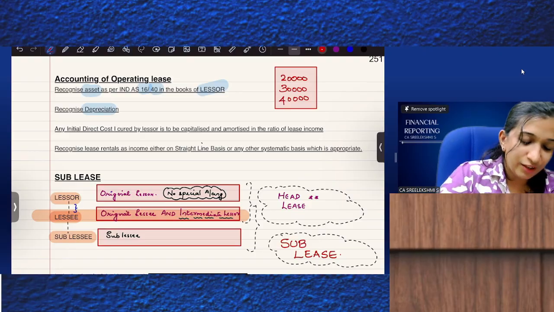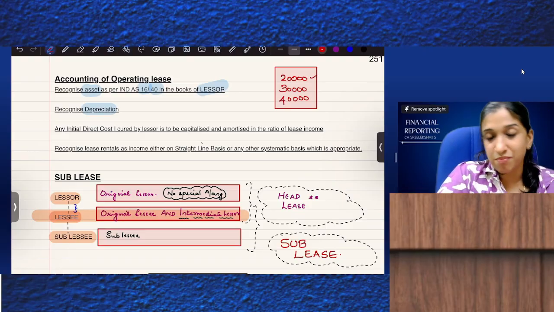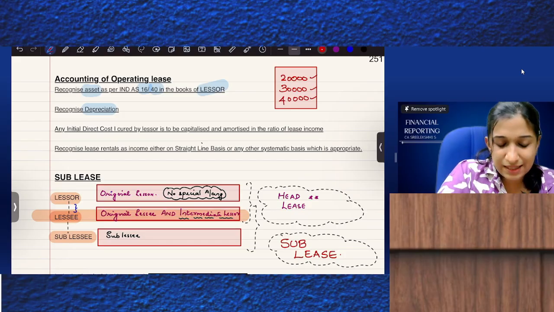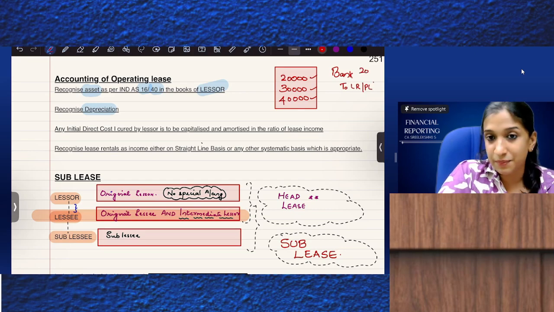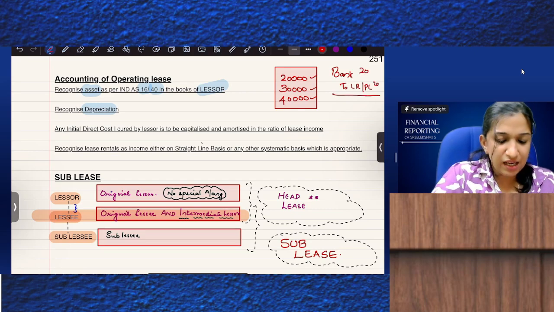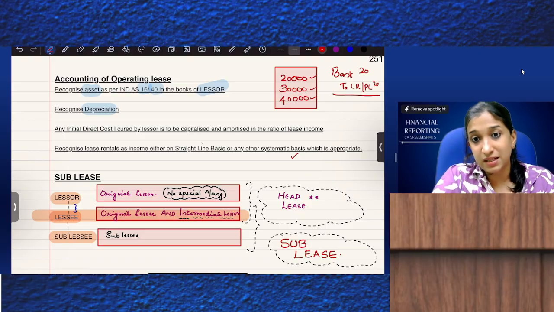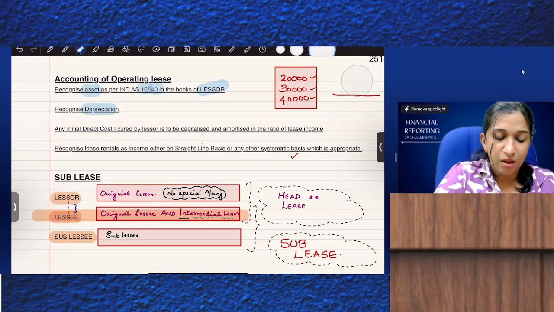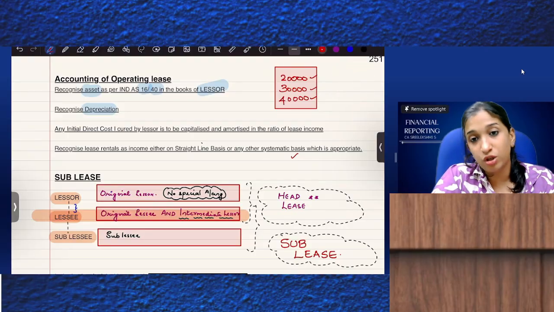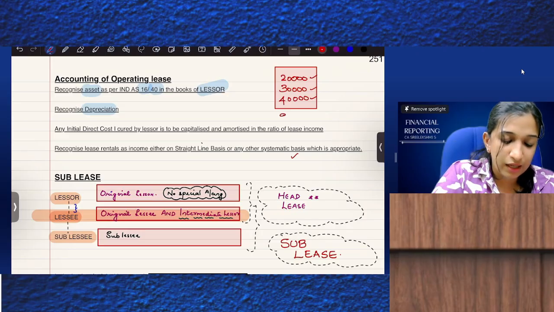Take the total. If this is the systematic ratio given, then the lessor will pass the entry bank to lease rental to P&L. If they have given any other systematic basis, then that is the systematic basis. But if this is not the systematic ratio or nothing is given, then I'll take the total as 90,000, divided by 3, it is 30,000.